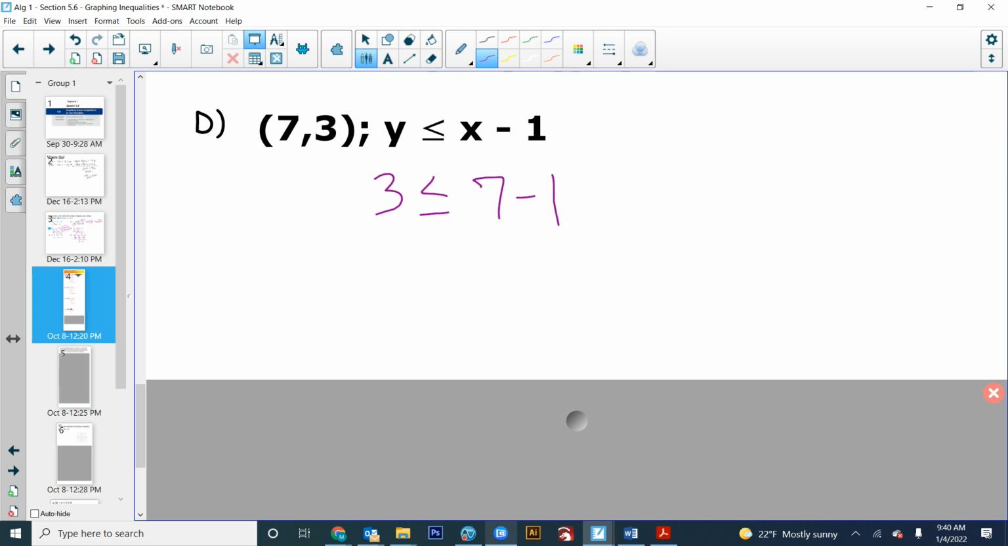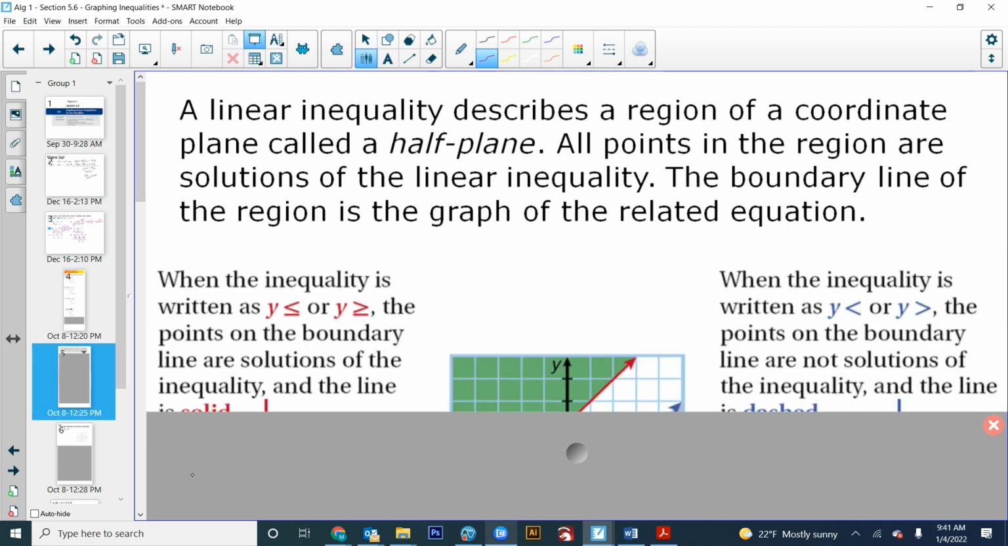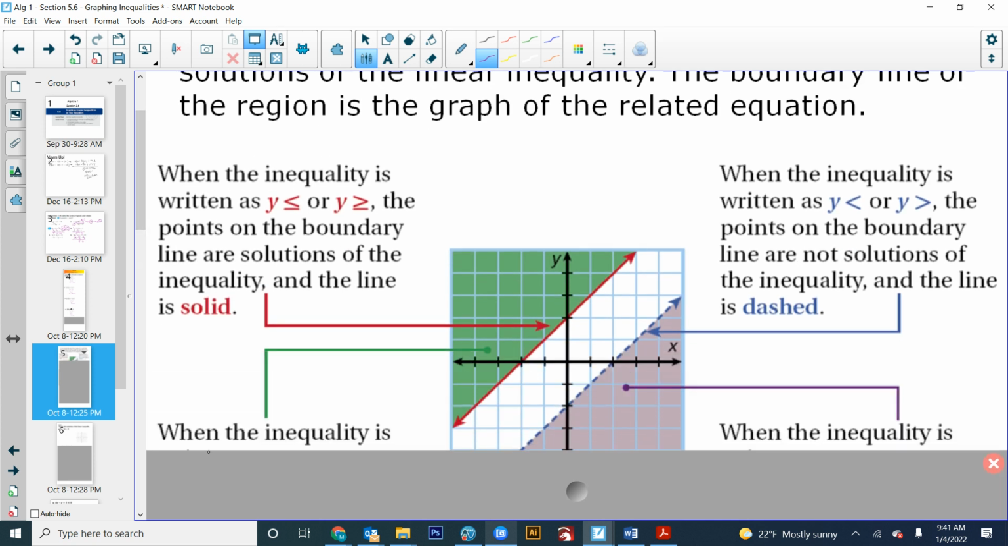Dorian, what are you thinking here? What's your final inequality? 3 is less than or equal to 6. True? Yes. So what does that mean? It is a solution. Okay? All right. Let's get on to the good stuff.